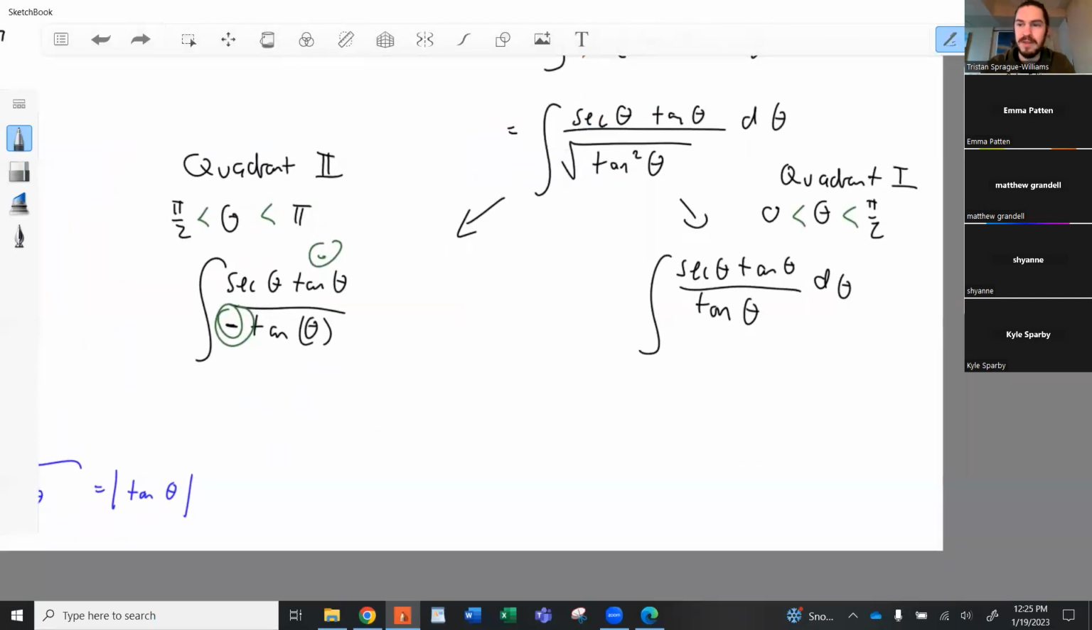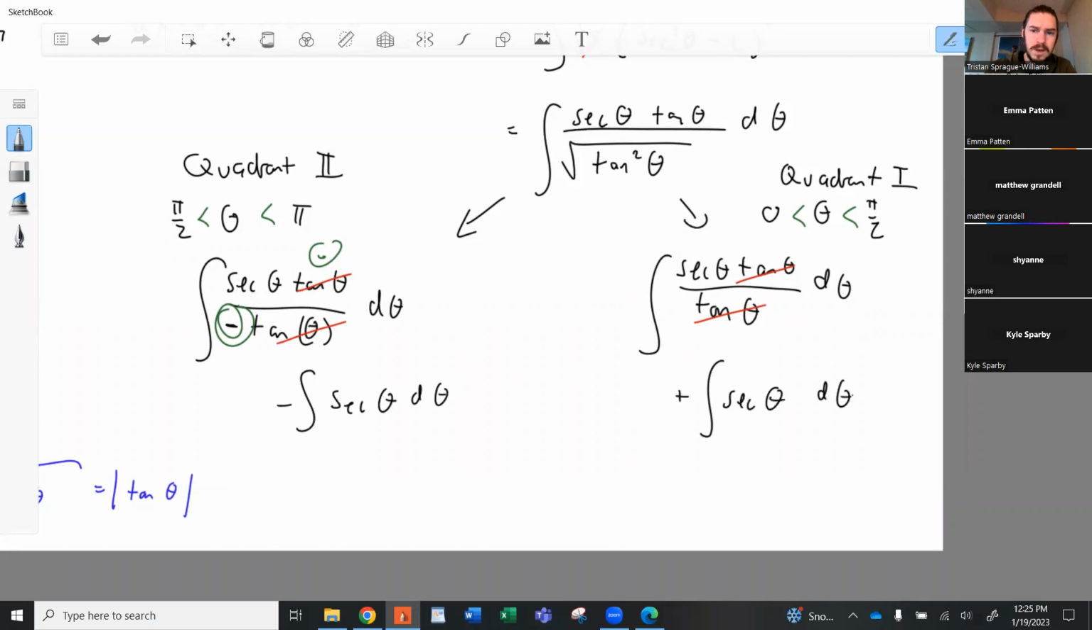But let's see how this pans out, right? So what happens here is these tangents are going to cancel out in both cases, right? So in one case, we have the negative integral of secant theta d theta. In the other case, we have the positive integral of secant theta d theta. Okay. So this looks all fine, except now we've got to figure out what's the integral of secant theta. Remind me, maybe you guys remember, have we talked about how to integrate secant theta yet? Not yet? Yes? No? I'm guessing not, we don't remember.